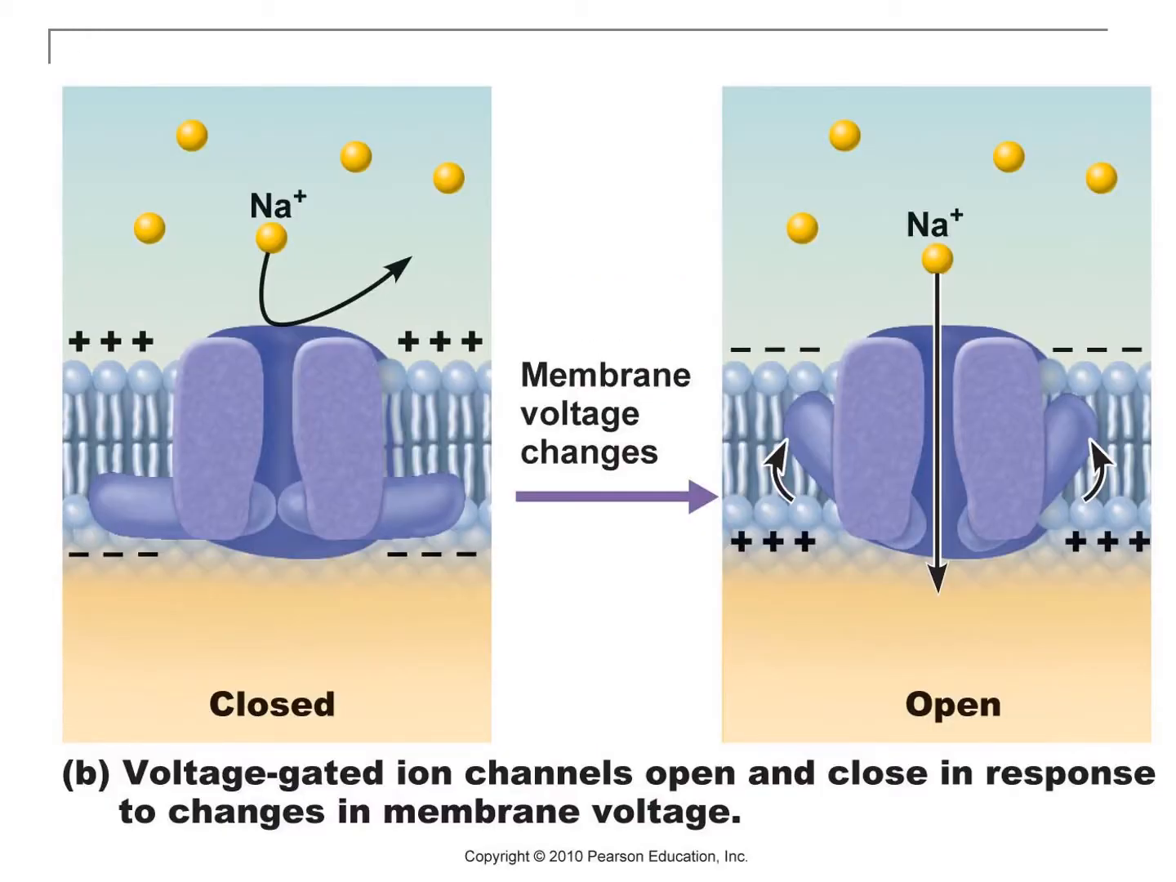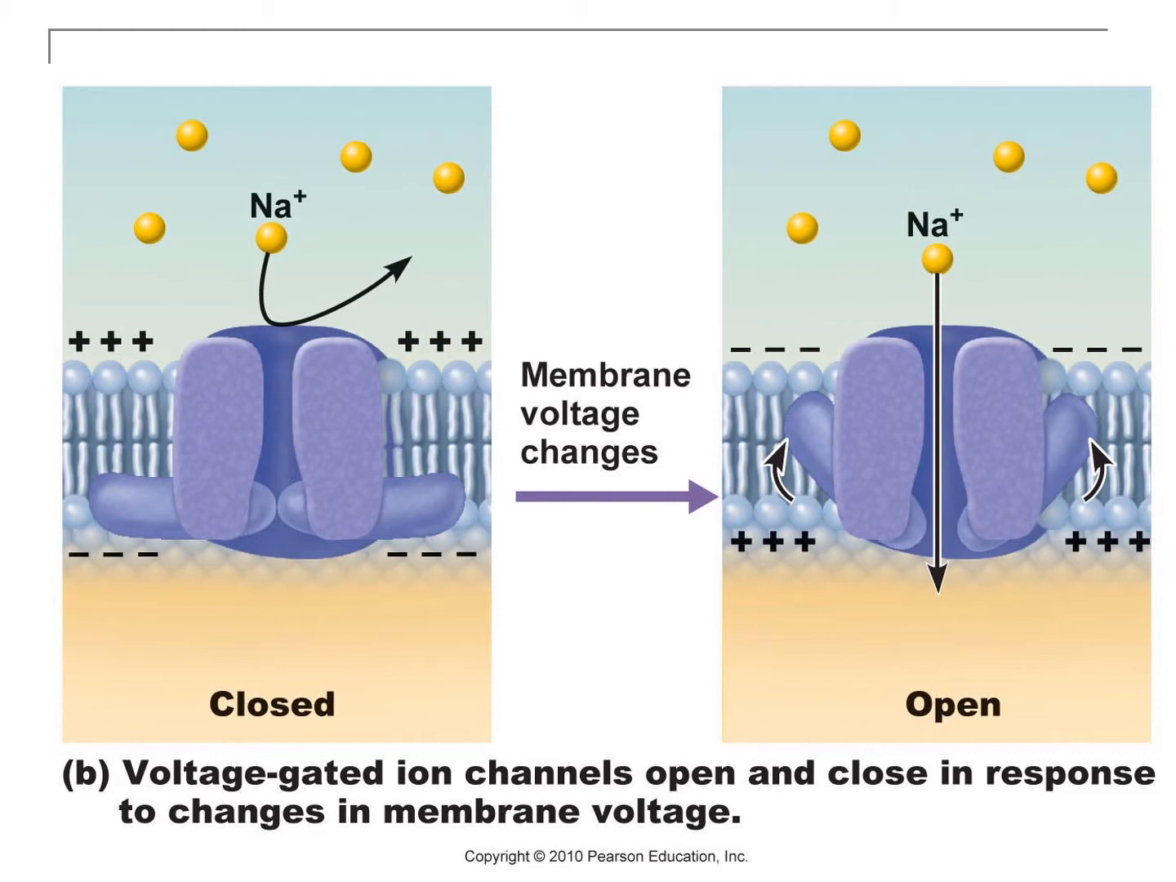So this is just a diagram of voltage-gated ion channels. As you can see on the left, there is a sodium channel. The sodium ions cannot get through because if you look towards the bottom of the diagram, you'll see that there is a blockage of that channel. This is called a gate. Look at the charges. There's pluses outside the membrane, there's minuses inside the membrane.